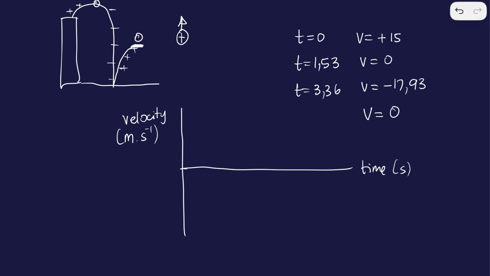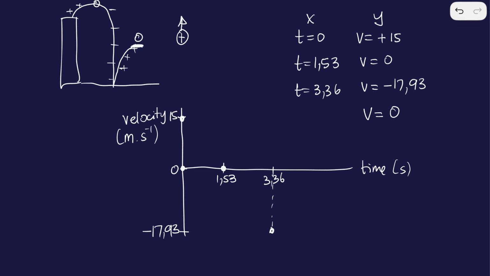Now, these are actually our coordinates. That is an x coordinate, that is a y coordinate. So when time is 0, the velocity is positive 15. So this is going to be one coordinate. Then when time is 1,53, the velocity is 0. Then when the time is 3,36, the velocity is negative 17,93. So here.